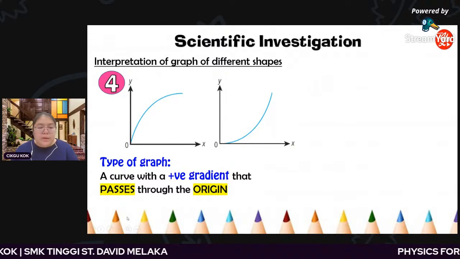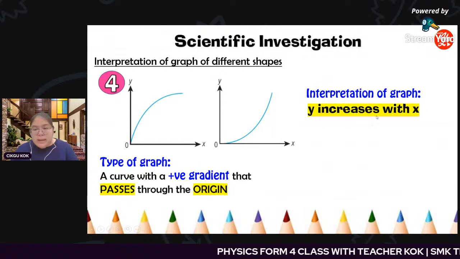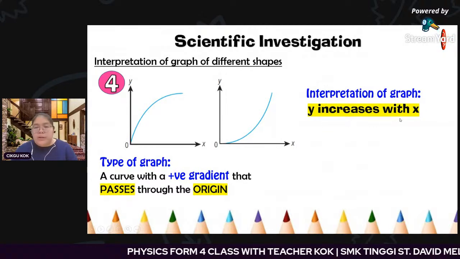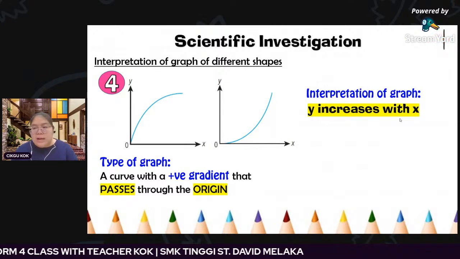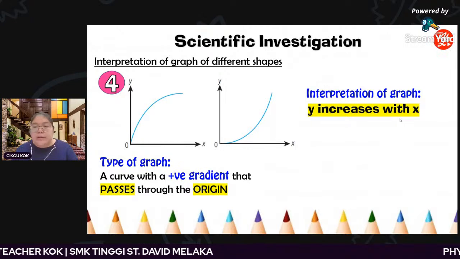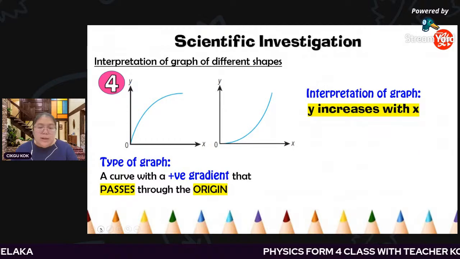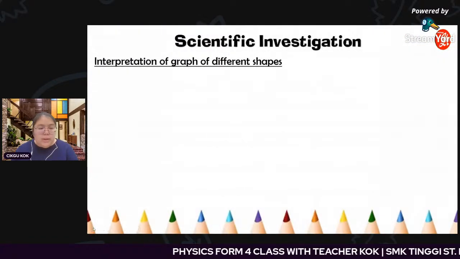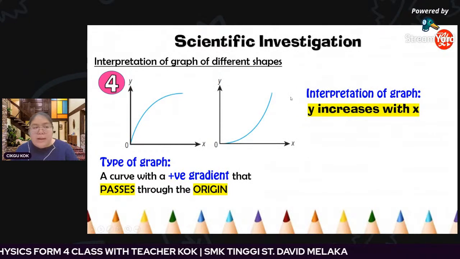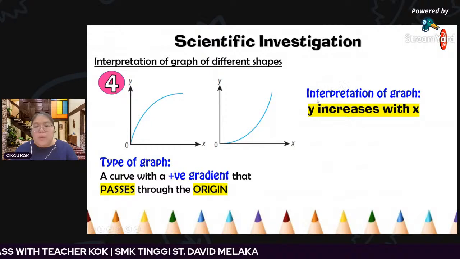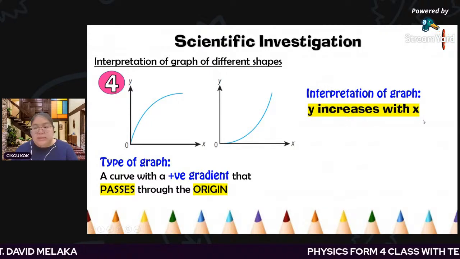So from here, we're going to see the interpreting. Interpreting the graph: y increases with x. From here, we don't have any term we can use. We don't have increase linearly or directly proportional anymore. We can just say increases only. So y increases with x. So that means there is just one interpretation. When you see a graph like this, it means y increases with x. Normally we mention the y-axis first, then later the x-axis.